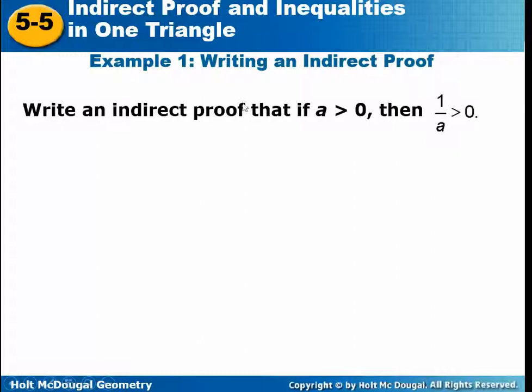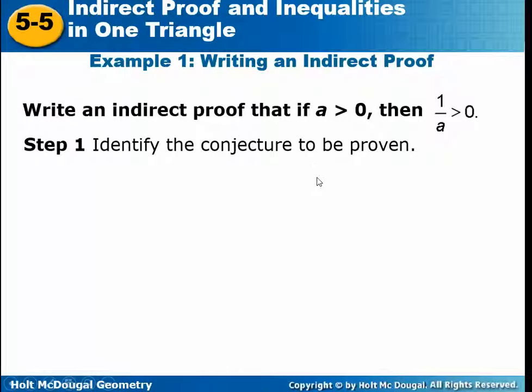All right, so write an indirect proof that if a is greater than 0, then 1 over a is also greater than 0. So let's first think about this. A is any number, so it has to be greater than 0. So let's say 4. If 4 is greater than 0, then 1/4 is also greater than 0. So it makes sense with examples. So I can put in specific examples, specific instances, and it seems to make sense. If a was a really big number, like 100, then 1 over 100 would also be greater than 0.